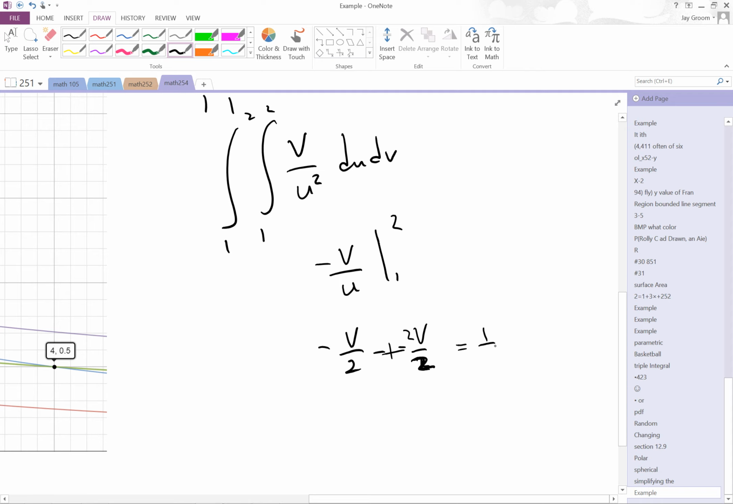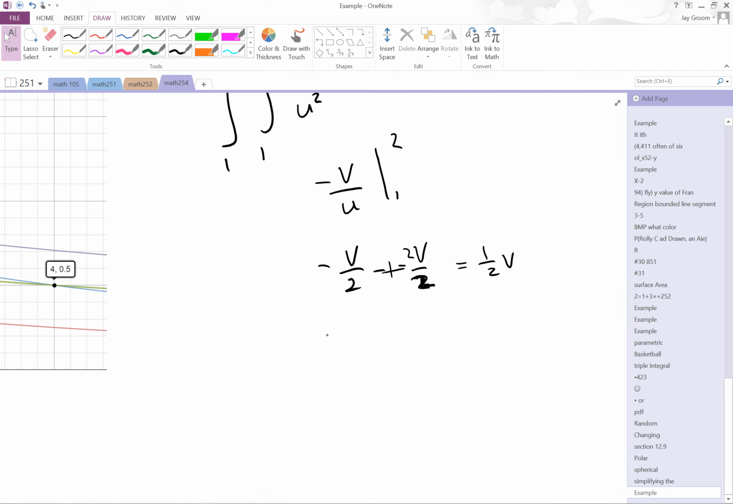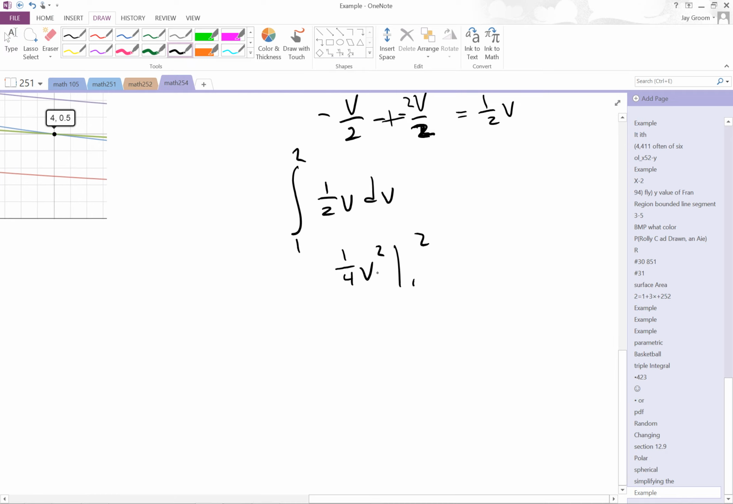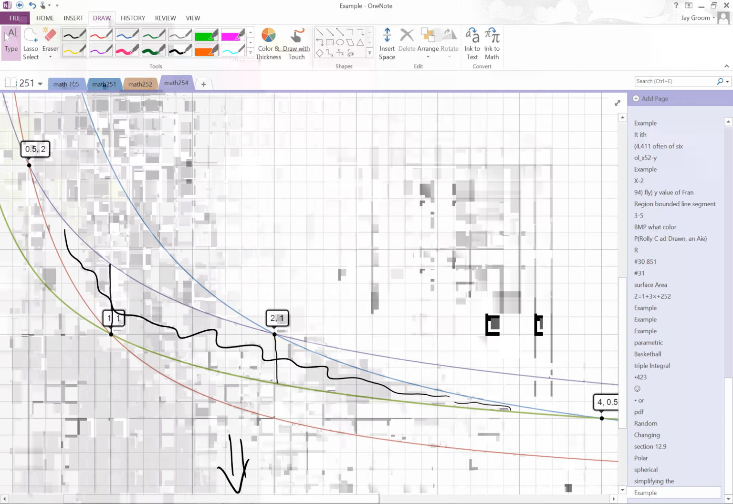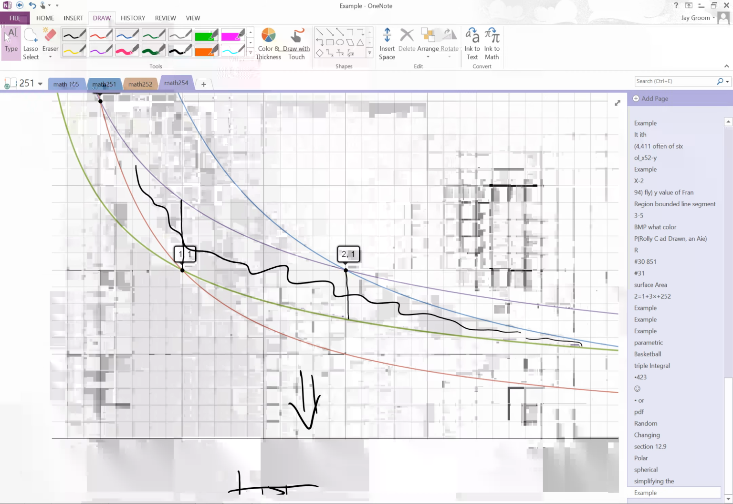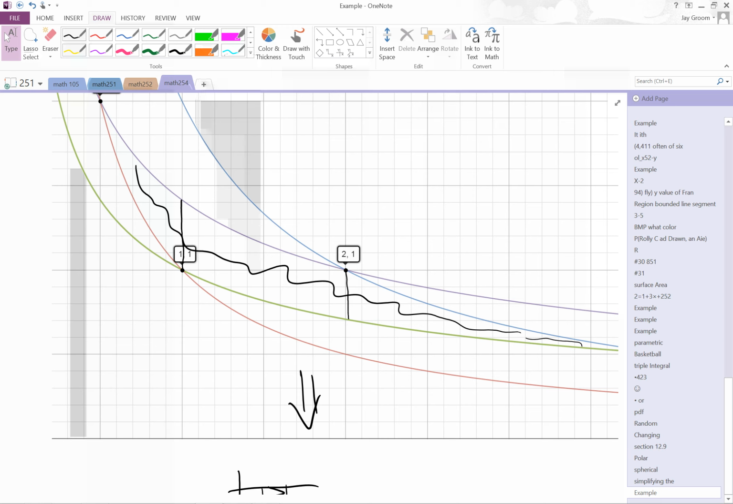So then I want to integrate 1/2 v, and that's going to be 1/4 v squared, I believe, right? From 1 to 2. So 2 squared is 4, a quarter is 1, minus a quarter. The answer is 3/4. Yay. Now, had we done this in x and y, we would have gotten the exact same answer.